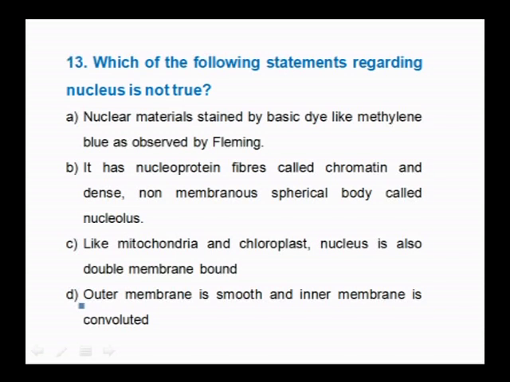And moving on to the 4th option, outer membrane is smooth and inner membrane is convoluted. Convoluted means folded, but it is only the property of mitochondria. So the statement which is not right is option D. So in mitochondria, inner membrane is convoluted to form structures called cristae. So this property D is associated with mitochondria. So answer for 13th question is D.